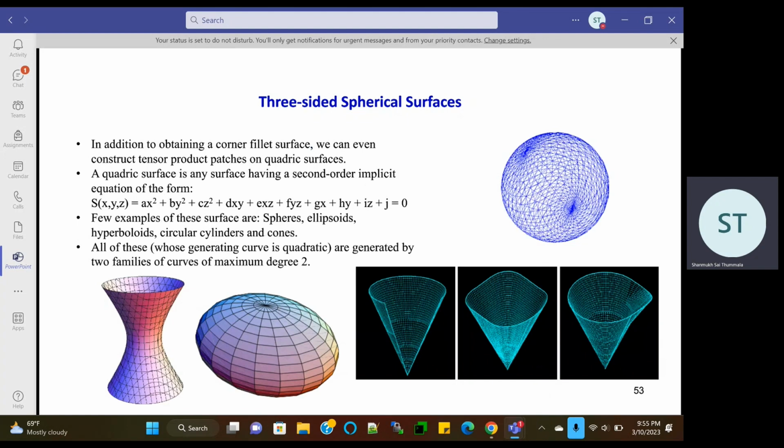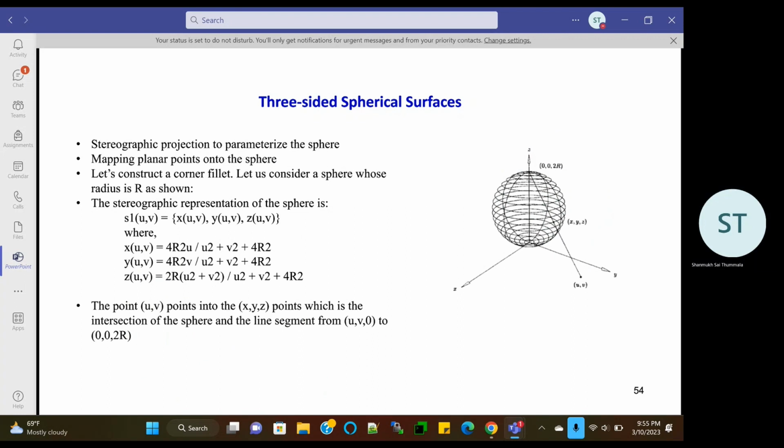In addition to obtaining a corner fillet surface, we can even construct tensor product patches on quadric surfaces. A quadric surface is any surface having a second order implicit equation of the form as shown below. A few examples of these surfaces would be spheres, ellipsoids, hyperboloids, circular cylinders, cones, etc. And all of these, whose generating curve is quadratic, are generated by two families of curves of maximum degree 2. And when you look at the sphere, the figure shows a stereographic projection to parameterize the sphere, mapping planar points onto the sphere. Let's construct a corner fillet.